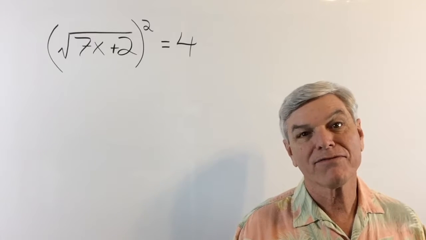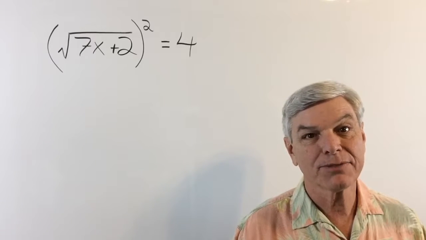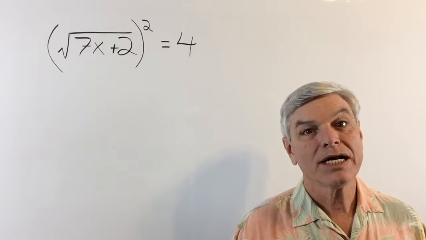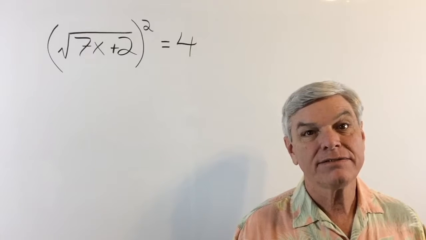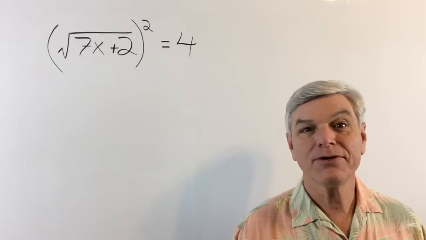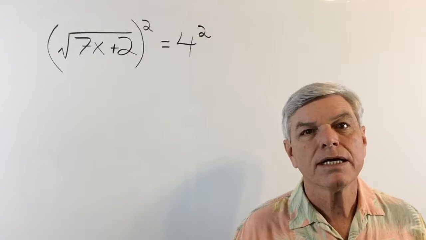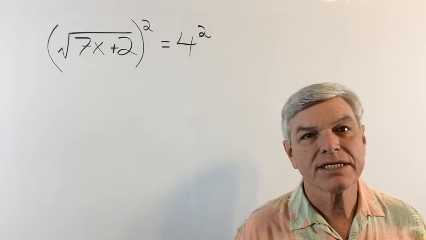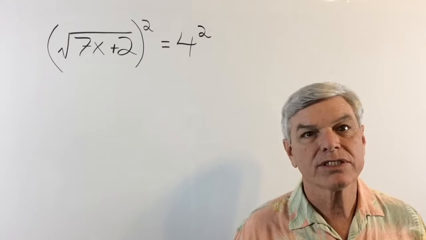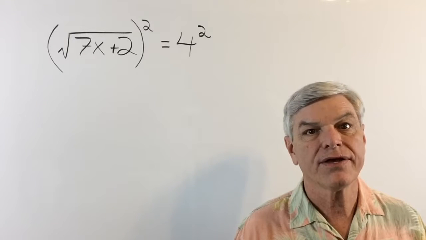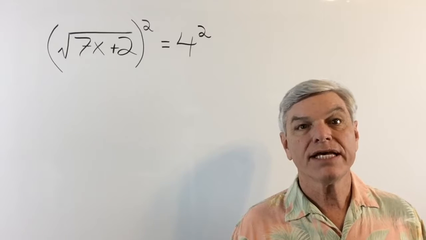And do you remember one of the first rules that I taught you in algebra? Whatever you do to one side of the equal sign, that's right, you have to do to the other side. And of course we don't need parentheses because there's only one thing we're squaring. We're just squaring the 4. That's the only thing on the right hand side of the equal sign.